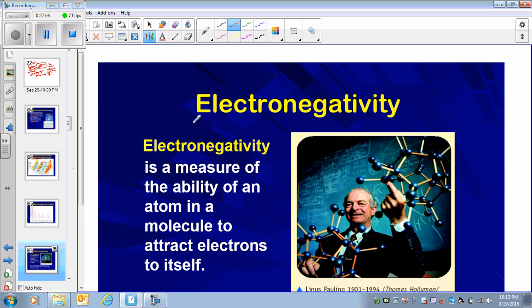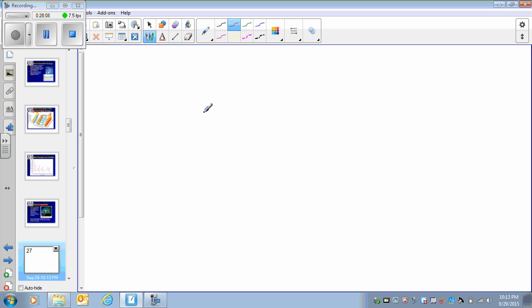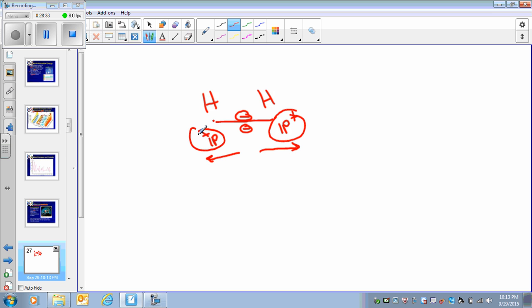The next thing we want to talk about is electronegativity. Electronegativity is the force or ability of an atom to pull the bonded electrons towards itself. So let's say you have hydrogen and hydrogen, and they are bonded together. There is one proton in this hydrogen, there is one proton in this hydrogen, and these are the two electrons that are being shared from both sides. So this proton is pulling the electrons on this side, this proton is pulling the electrons on this side. It's a tug of war. But since the power is the same on both sides, the electrons will be equally shared between the two atoms.